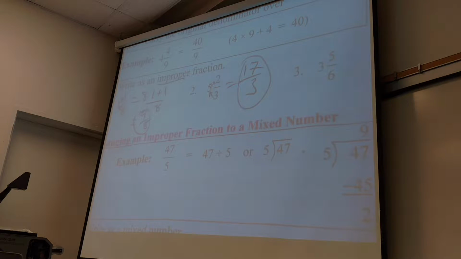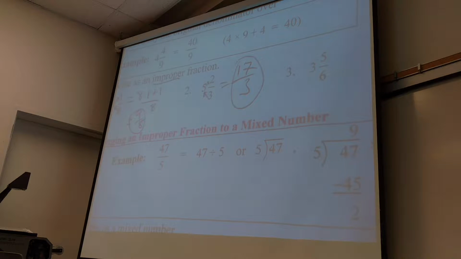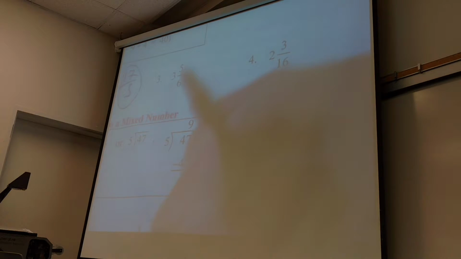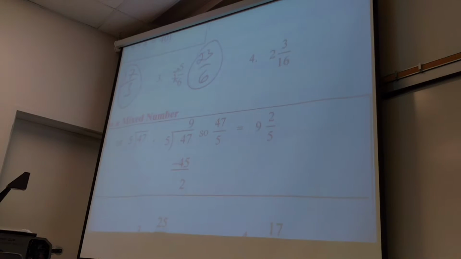Alright, guys. So what about this guy here? Yeah. So 6 times 3 is 18 plus 5? 23 over 6. Kick ass.